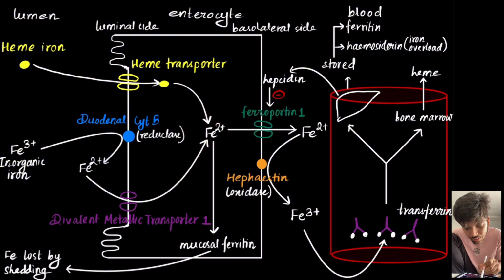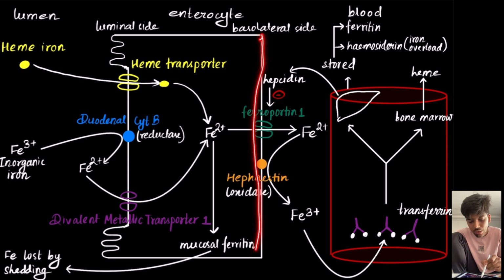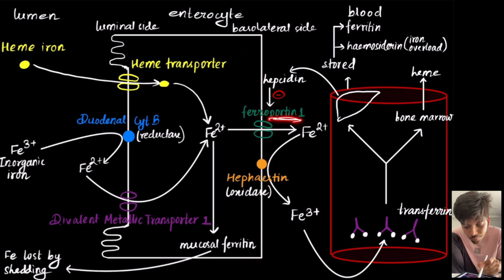Now this ferrous iron should be taken to the other side of the duodenum, or should pass through the basolateral surface. So on the basolateral surface, there is a portal for ferrous iron called ferroportin 1, which allows this ferrous iron to reach the other side of the duodenum. Nice. Now we finally have all the iron present on the other side of the duodenum.